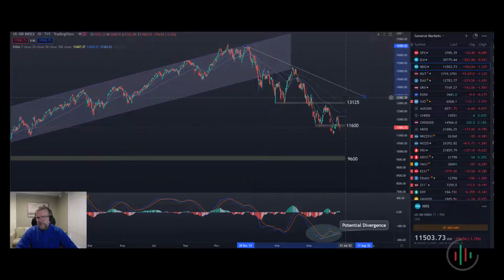The major trend you can see is down. We're teetering on the oversold area. It doesn't mean we can't keep going down, but at the moment, there's no reason to be diving in left, right, and centre trying to pick a bottom.